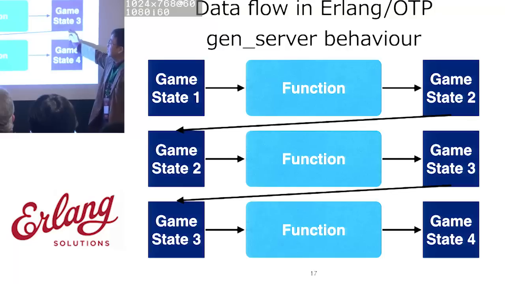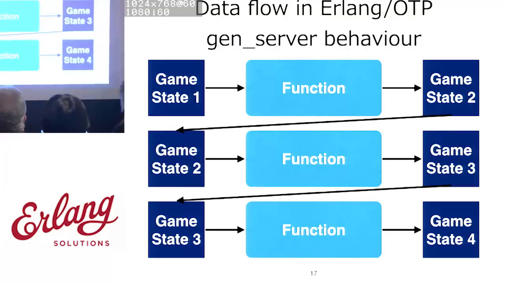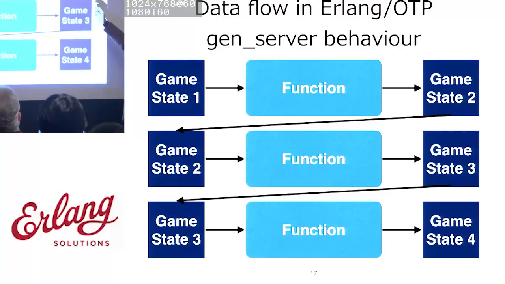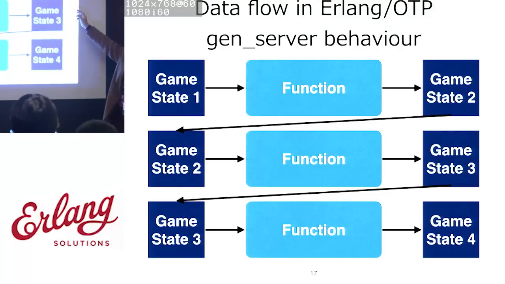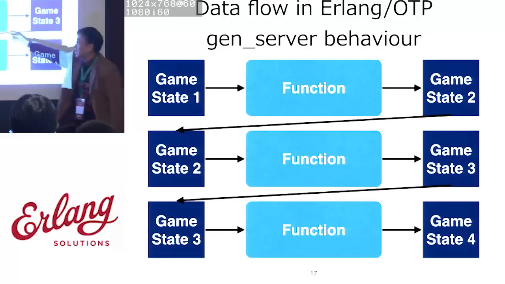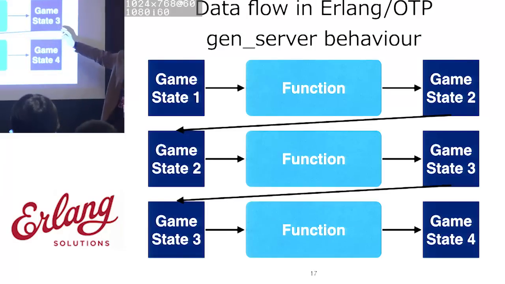Maybe in this function, a Klingon will be killed, so that in this state, the number of Klingons will be decremented by 1. And in this state, a Klingon will attack you, so that the energy of the Enterprise will be depleted by some value. And every time you change something in the game, you have to change the whole state.